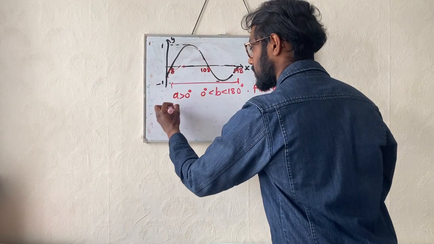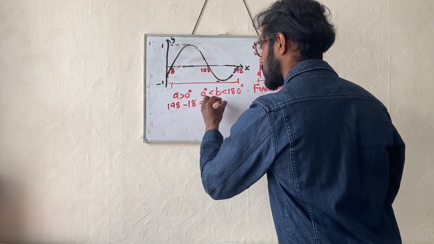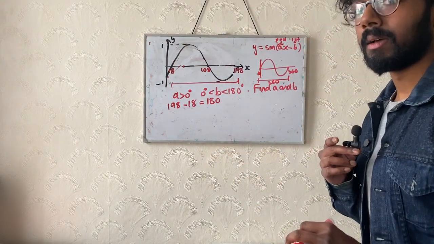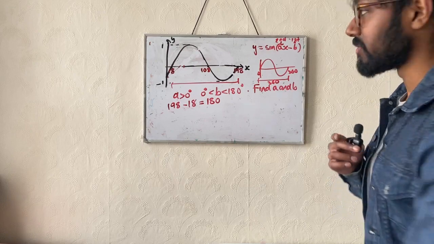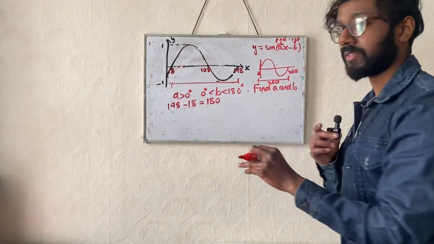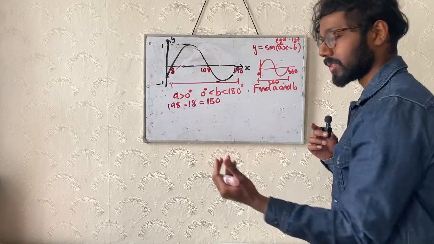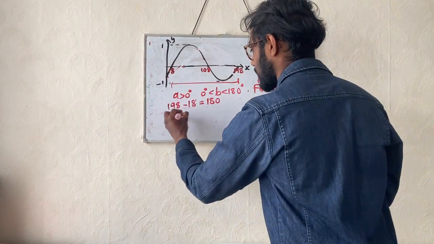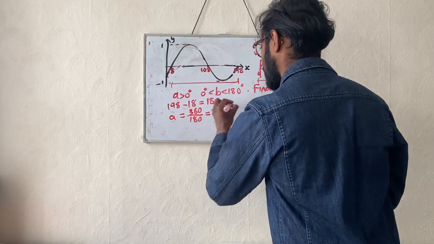I'm going to do 198 take away 18, which tells me that the period of this transformed graph is 180. Basically, it's been halved, which tells me that A is 2, because remember, it represents a stretch by scale factor 1 over A, the reciprocal of that number. To do that more mathematically, I can just do 360 divided by 180 to get that number, which is 2.